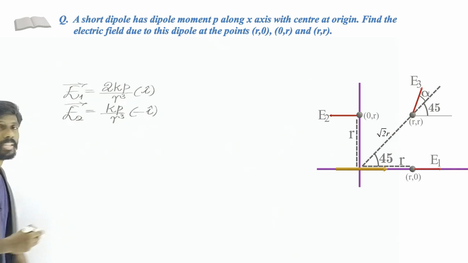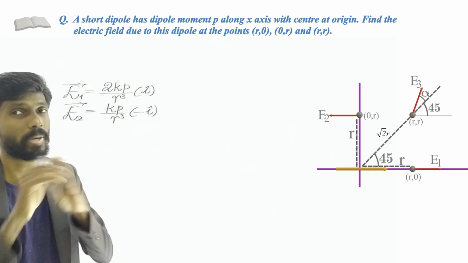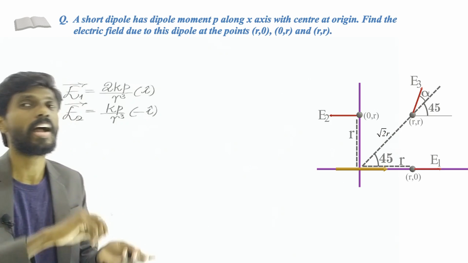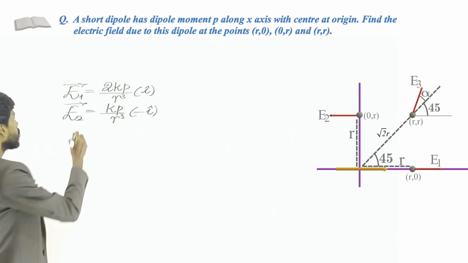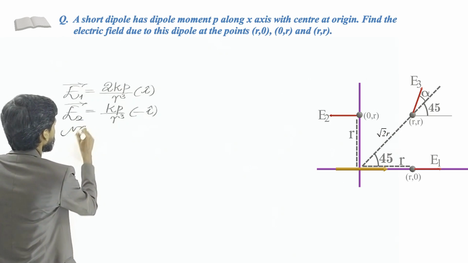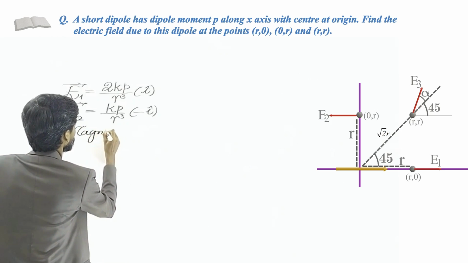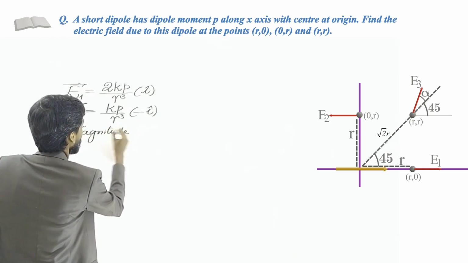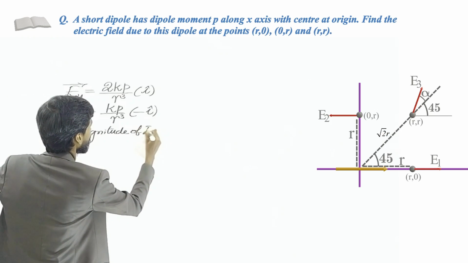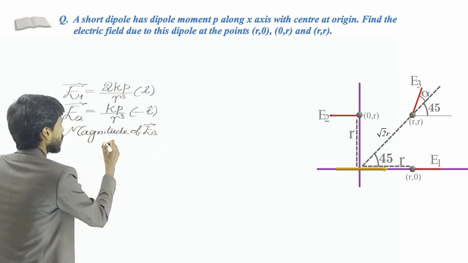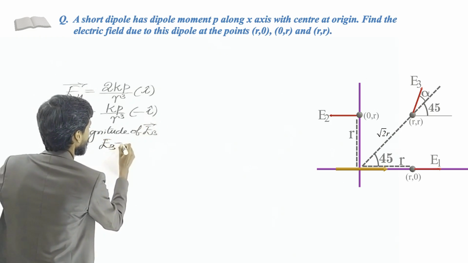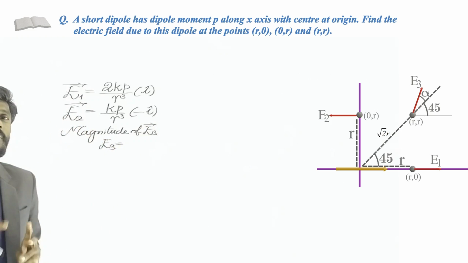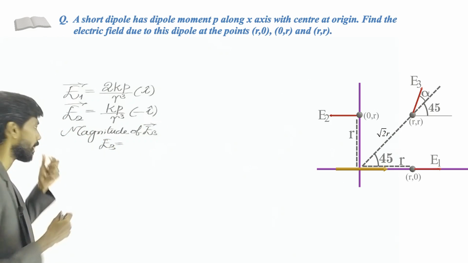We will not write the E3 vector directly because we have written the formula separately, the magnitude separately, and the direction also we found separately. So first we will write the magnitude of the E3 vector. So that is E3, which equals, what is the formula? Kp divided by r cube, right? Kp divided by r cube.